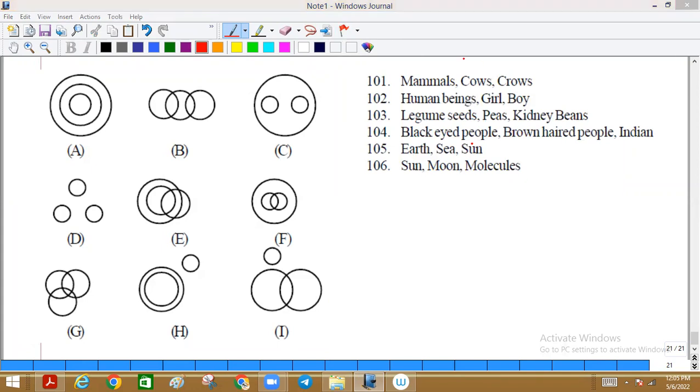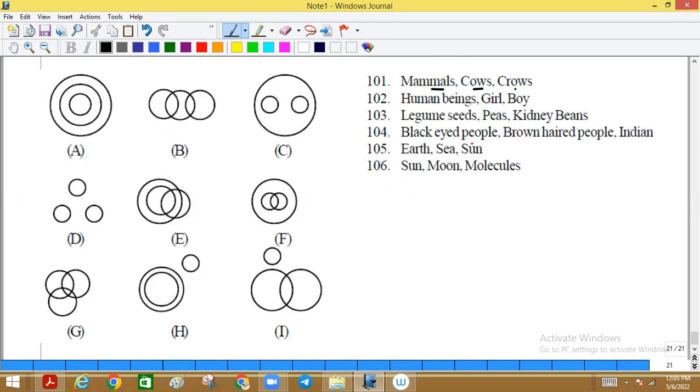Okay, 101. Just pick the option out of A, B, C, D, F, G, H, I. What's the answer? H is the answer. Why? What is the relation between mammals and cows? There are two relations. You have to be careful here.